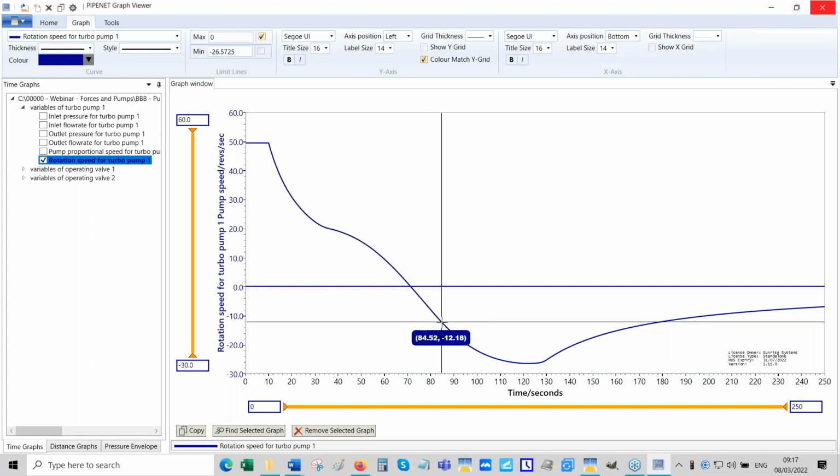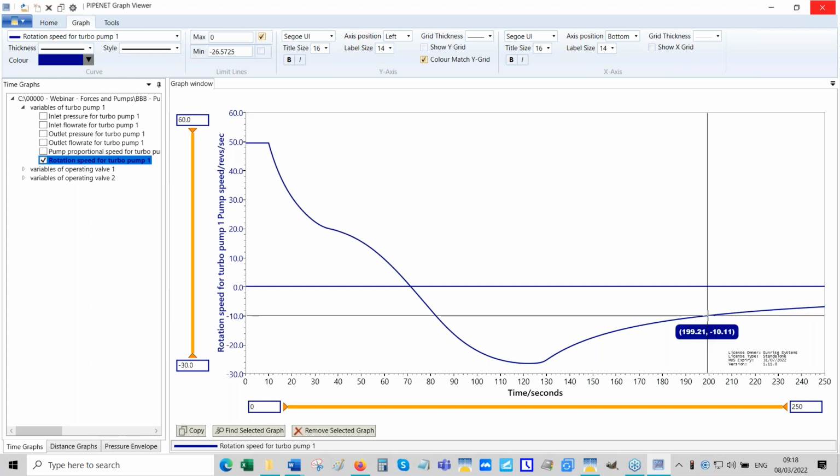and rotates backwards for quite a bit of time. Don't forget that it will continue to rotate even after the valve is closed, because the impeller has some momentum, and that once it starts rotating backwards, it will continue to rotate backwards. That's why this hasn't gone to 0 as soon as the valve is closed.